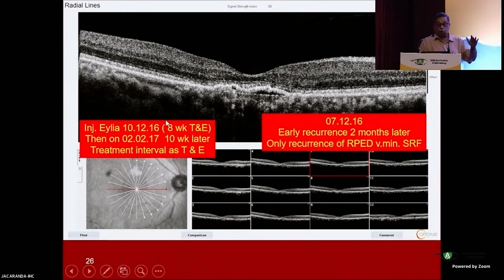Then we came to 8 weeks treat and extend. So now you'll wonder why, see the follow-ups on all these patients are monthly. So even though you've decided on 10 weeks, now at 8 weeks he gets a recurrence, so the injection was at 8 weeks. Not that you wait another 2 weeks and then decide. We only treated when there was a recurrence with SRF. We didn't treat just an RPED.